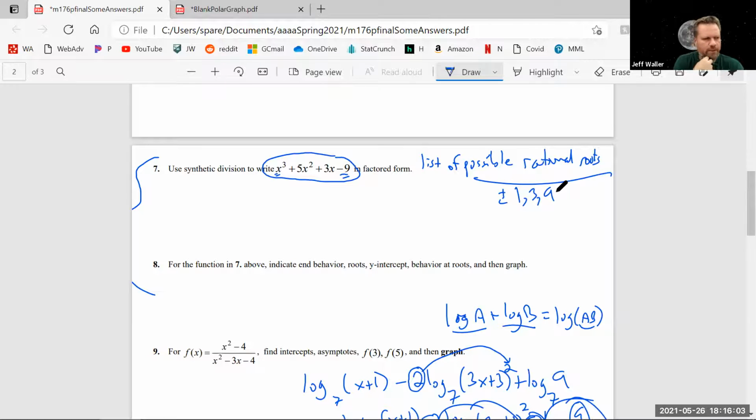It looks like there's going to be 2 negative roots and 1 positive root. Has anybody divided by 1 yet? Has anybody tried 1? I tried 1. Does it work? Yes.